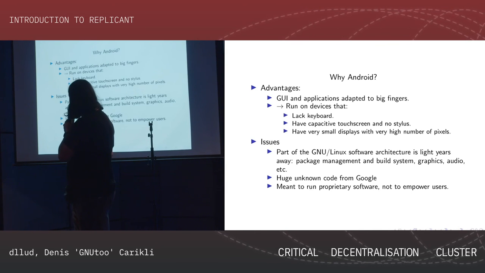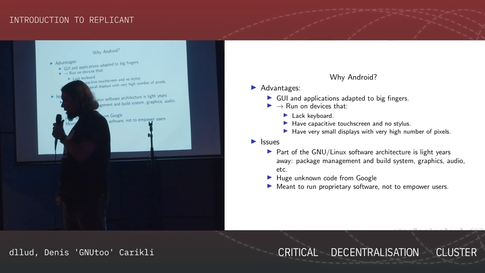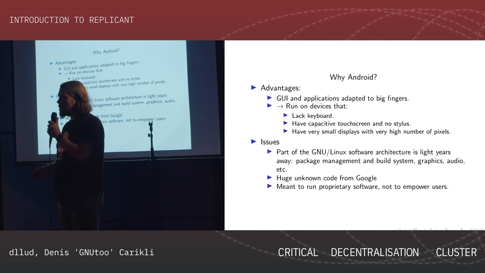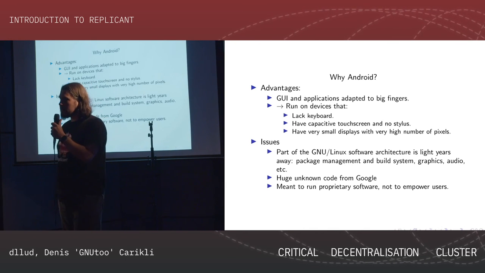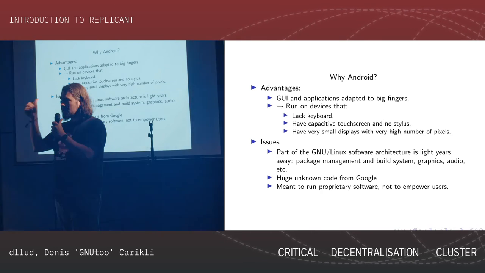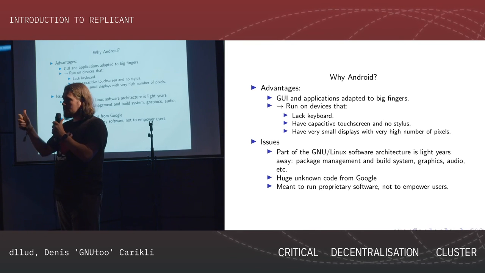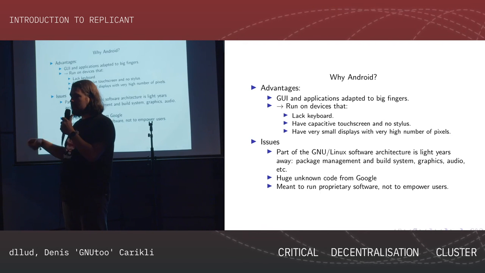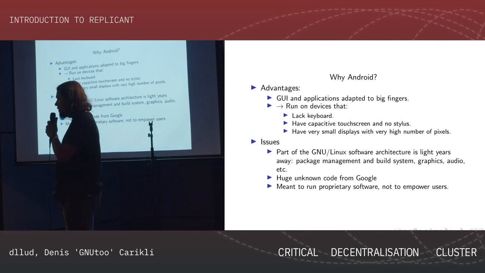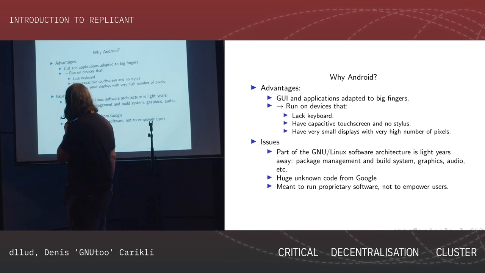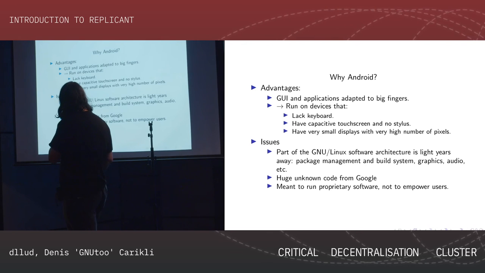So why are we based on Android? The thing is that the graphical user interface works with devices that don't have a keyboard, have a small screen with high pixel density, work with a capacitive display, and work with big fingers. So you need to adapt the whole OS, the graphical interface, and the applications for that. And that's already done for Android. For GNU/Linux, I think it's a work in progress right now.